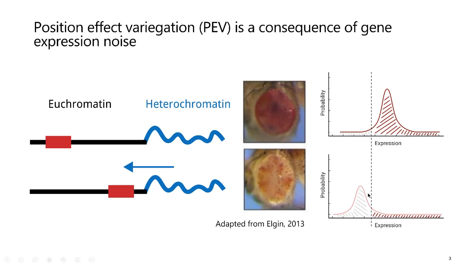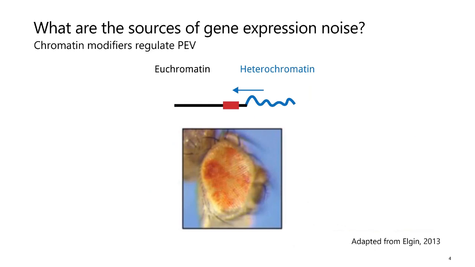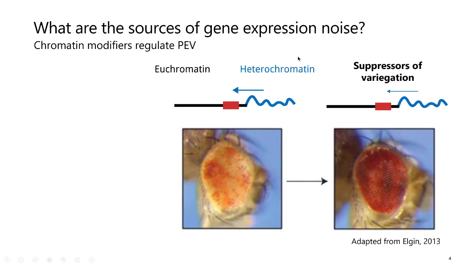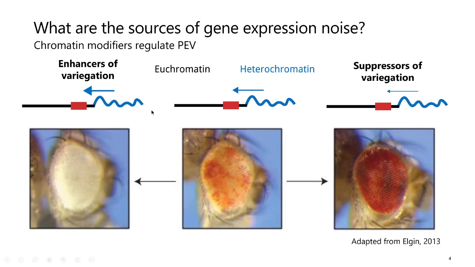So the question that we're interested in asking then is, what are the sources of this gene expression noise? PEV really gives us some clue. These classical studies have given us some clue that it has something to do with chromatin modifiers. If you take this variegated eye and look for suppressors of variegation, things that reduce heterochromatin spreading, the red gene is now expressed in almost every cell. Or you look for enhancers of variegation, where there's much more heterochromatin spreading and the gene is basically silenced in almost every cell. You'll find that a lot of these suppressors and enhancers of variegation are actually chromatin modifiers, which told us that maybe chromatin environment is something important for regulating gene expression noise.